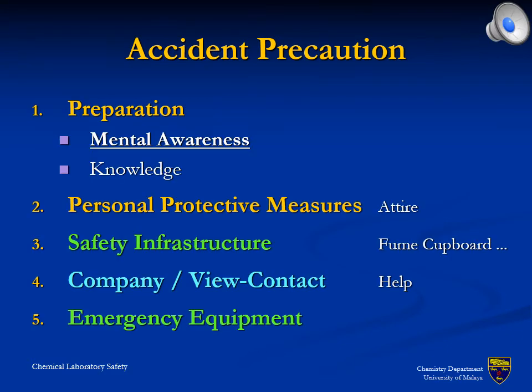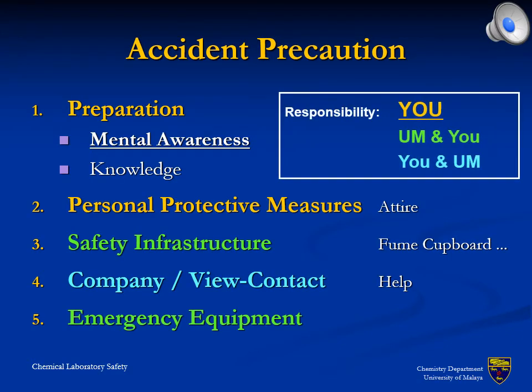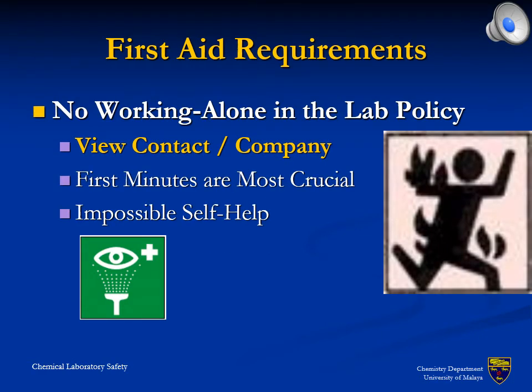Accident precaution covers several levels, which all depend on the person working in the chemical laboratory. Although the university takes responsibility for some of the action, it does not release everyone from sharing this responsibility. Working alone in a chemical laboratory is not allowed. The reason for this constraint is the requirement for someone else to provide first aid in case of an accident.